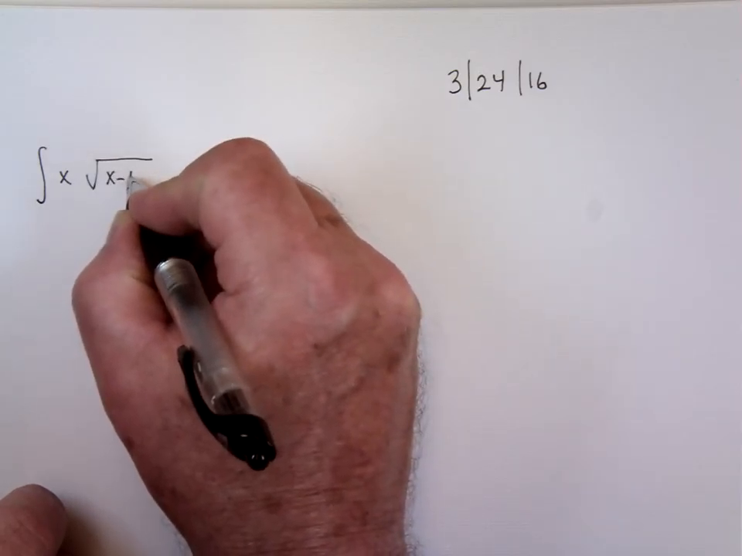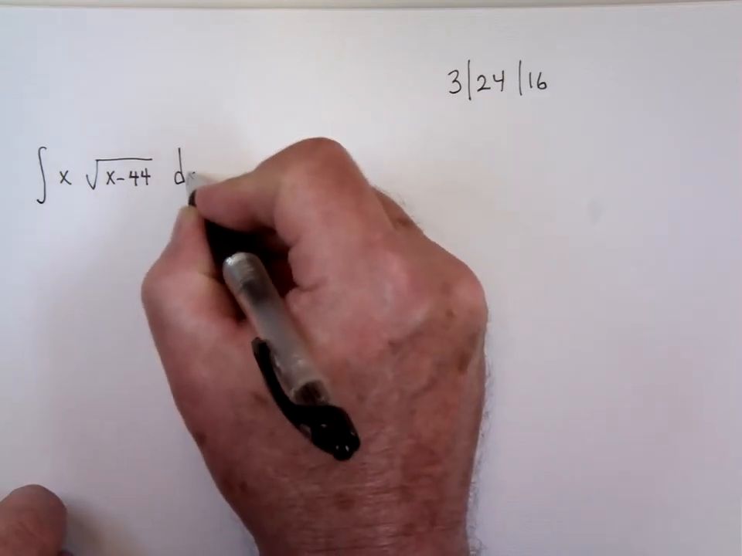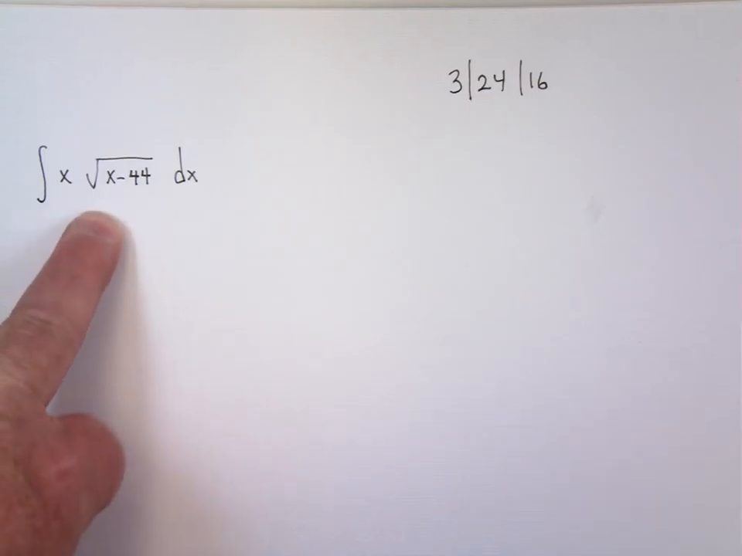I got a little bit mixed up where there was something with like a 5/2 power. Well, we've done these before. The way I recommend you do these is to let u equal the square root and then solve for x and dx. So we have done these before.